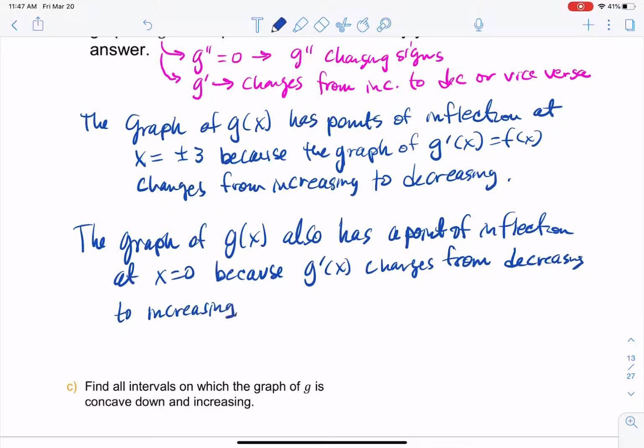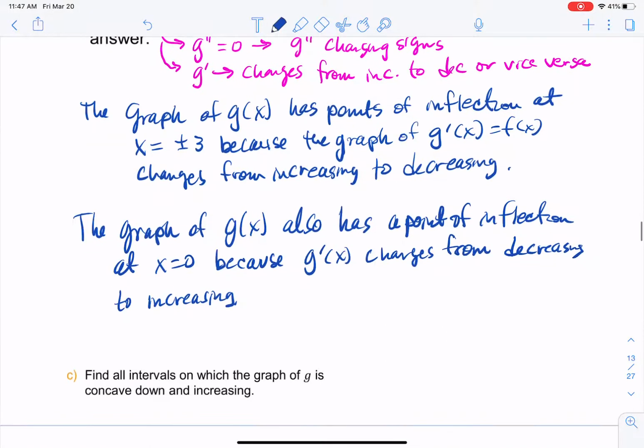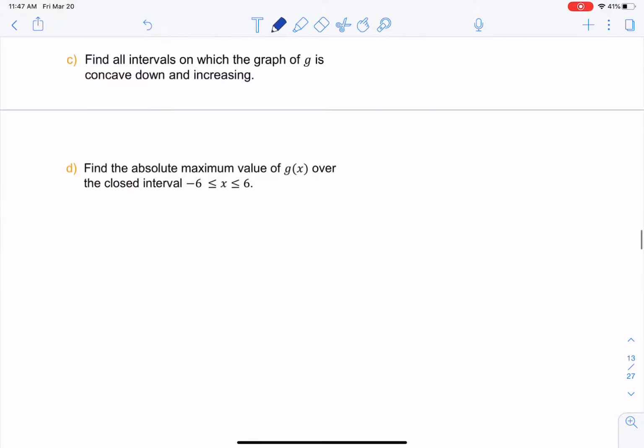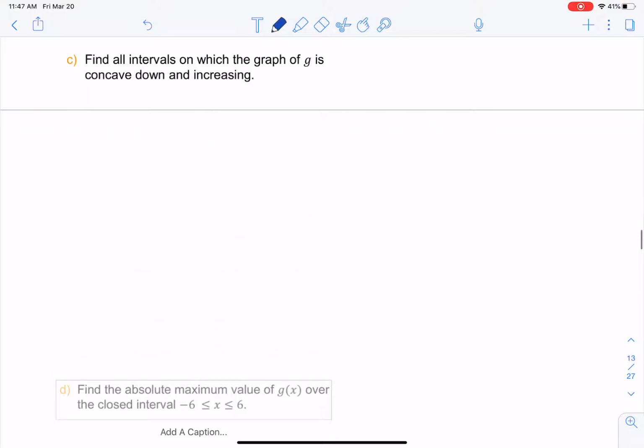Now, you don't have to separate those. You could have said that the graph of g of x has points of inflection at ±3 and 0 because the graph g prime of x, which is equal to f of x, changes from increasing to decreasing or decreasing to increasing, or maybe even the words vice versa. I just wanted to separate them for the purposes of being super thorough because we've got the time. We've got all the time in the world.